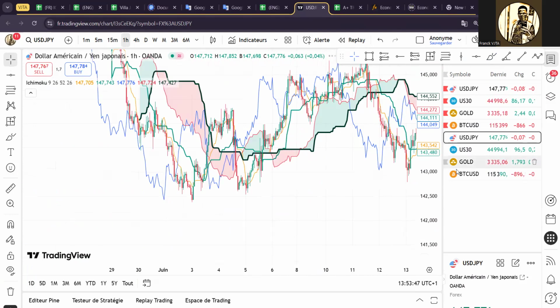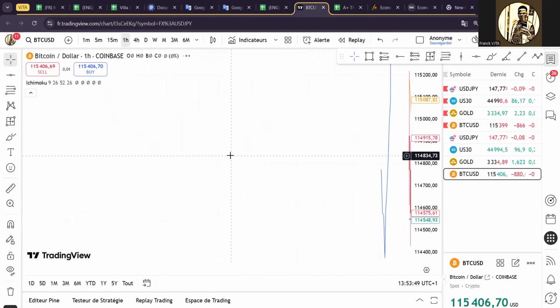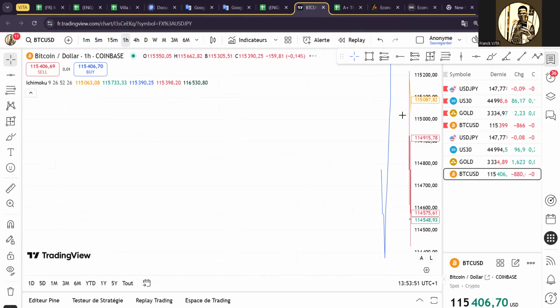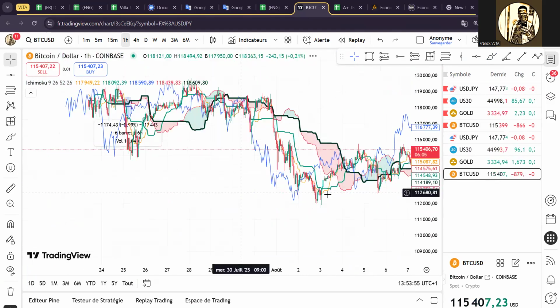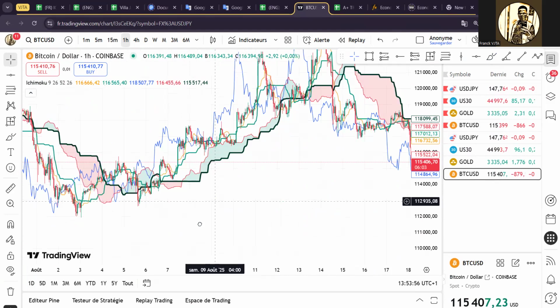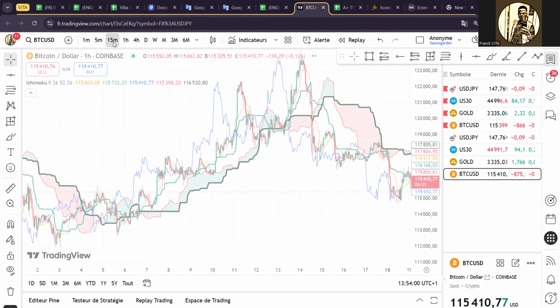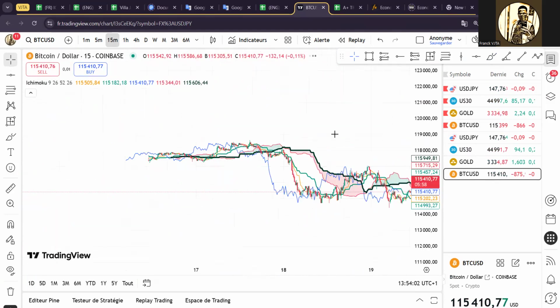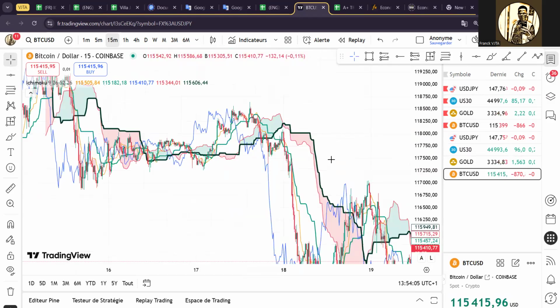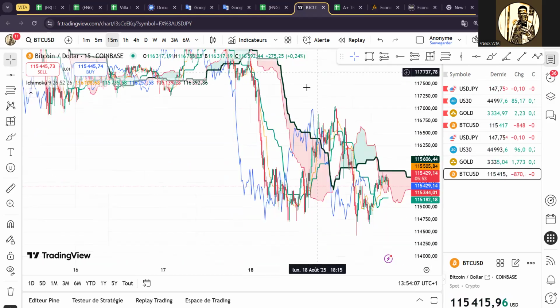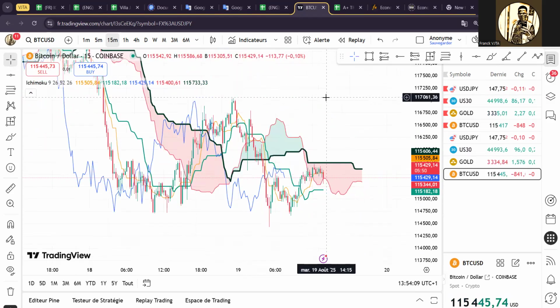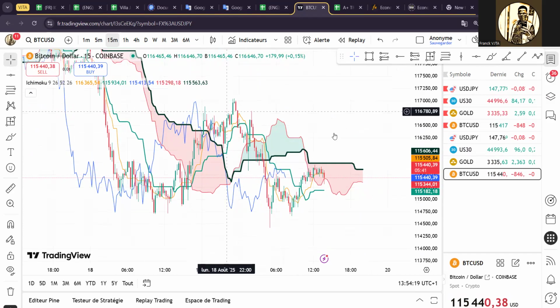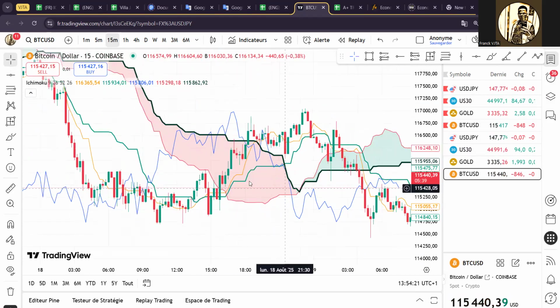So let me look at rails that make the trend reverse. Let me change the pen. Those rails appear a lot on Bitcoin. Let us go in 15 minutes. So first of all, that is a rail that makes the trend reverse, right?